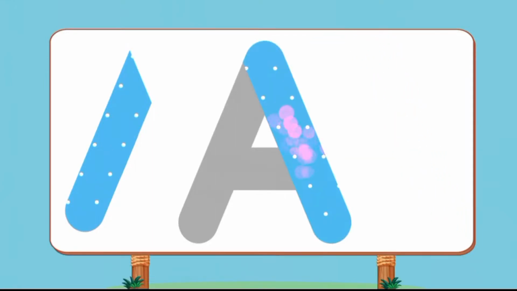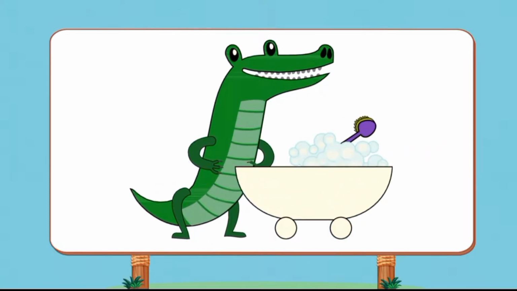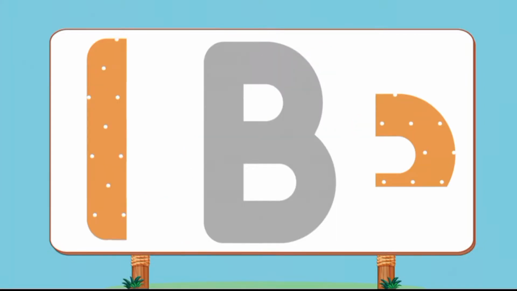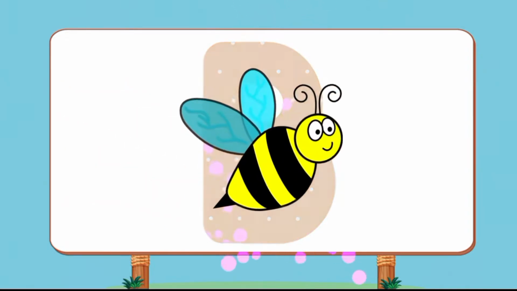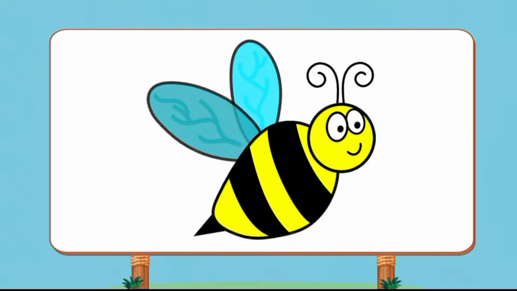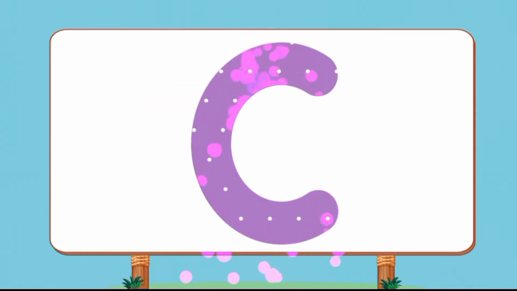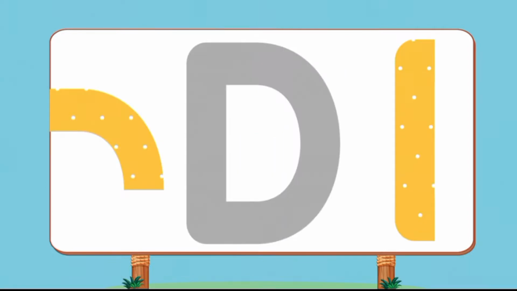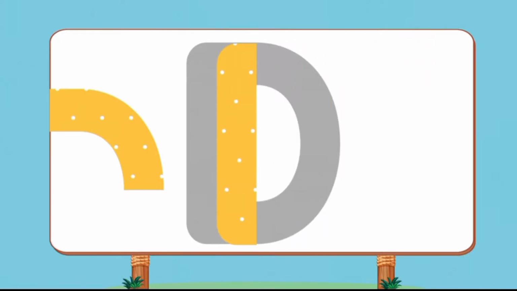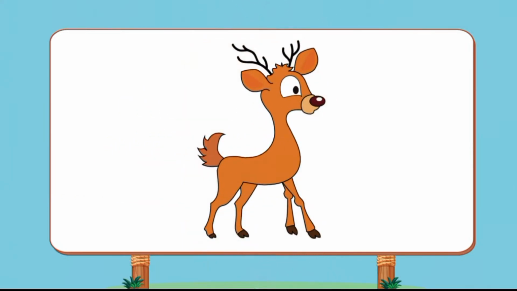Match the picture to their shadows. A. A. Alligator. Match the picture to their shadows. B. B. B. Match the picture to their shadows. C. C. Cat. Match the picture to their shadows. D. D. Deer.